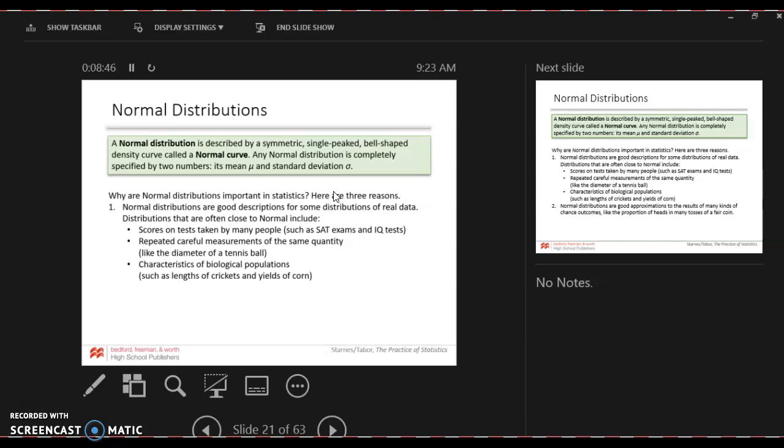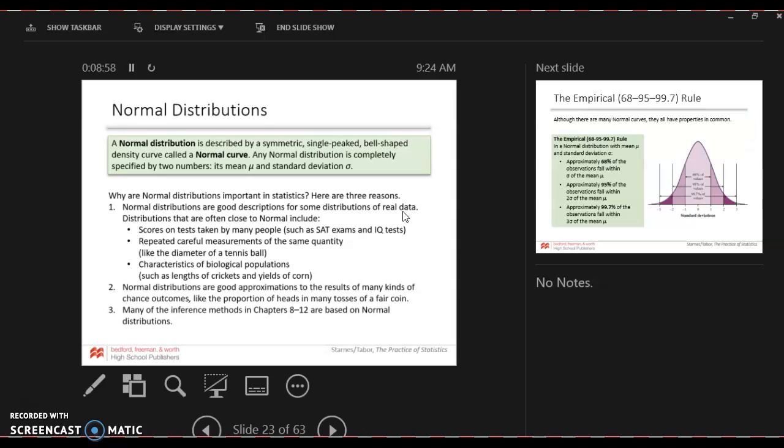Here are some reasons why normal distributions are important in statistics. I'll just let you read through these on your own. They are very, very common in real life. And we'll see it again. We'll see it here looking at data, like in example 1 or in point 1. But reasons 2 and 3 will be in the future. Reason 2 will be when we talk about probabilities and chance outcomes, and reason 3 will be much later on in AP, when we talk about inference methods based on normal distributions.